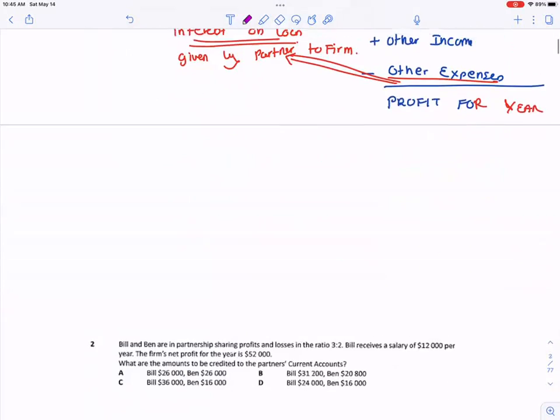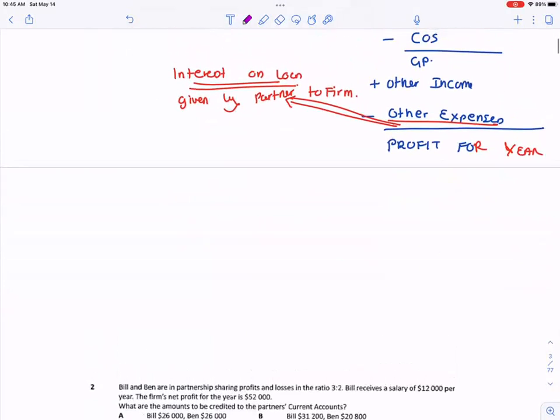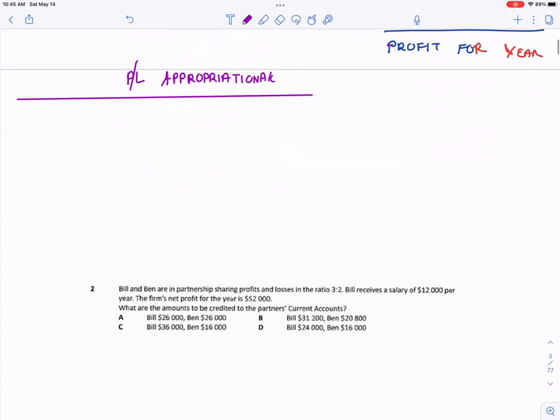Okay, fine. After the income statement, what is the account that we prepare? We will prepare the profit and loss appropriation account. After the income statement, the account that we prepare is the profit and loss appropriation account. This same profit is brought down over here. What is the name of this profit? Profit for the year.